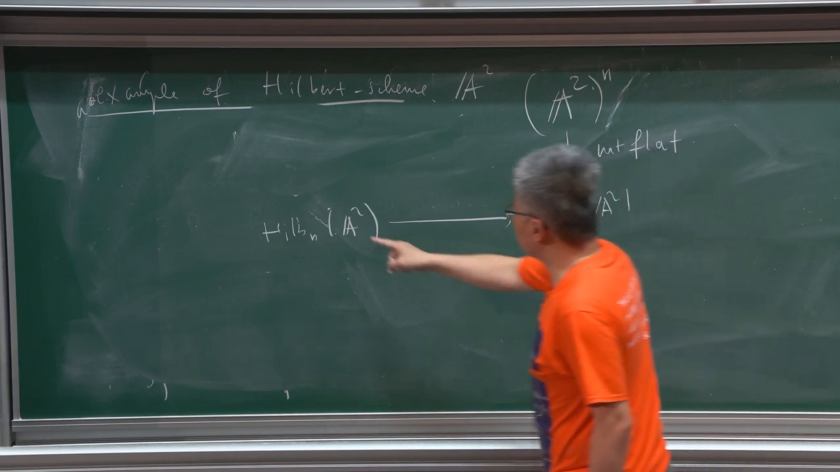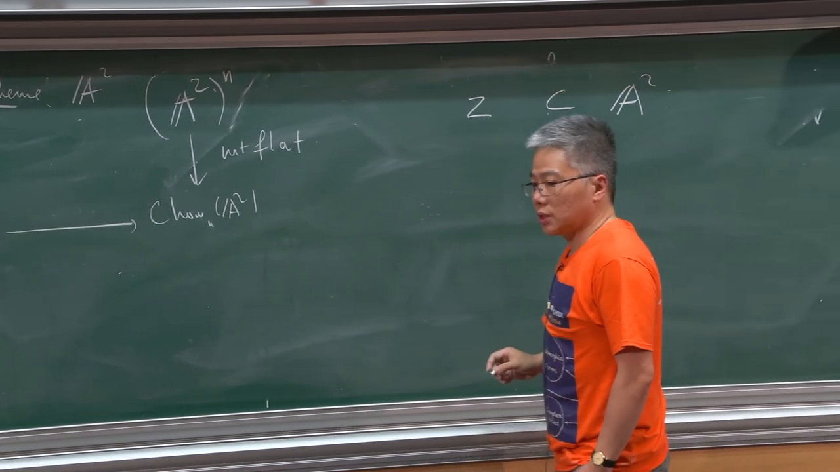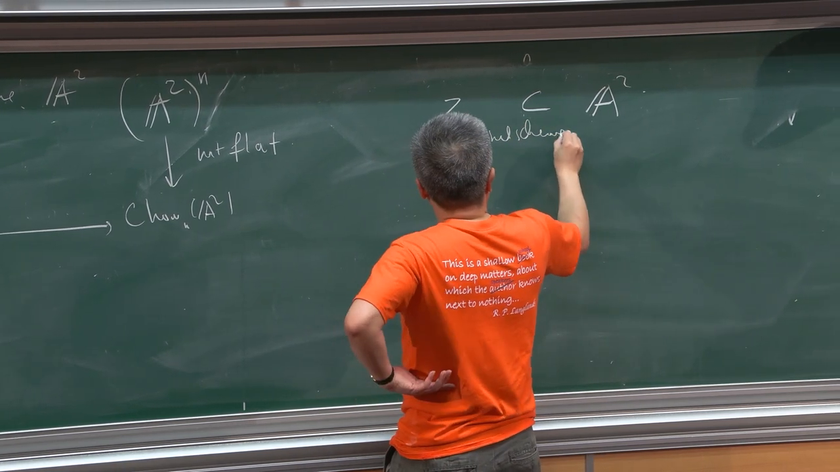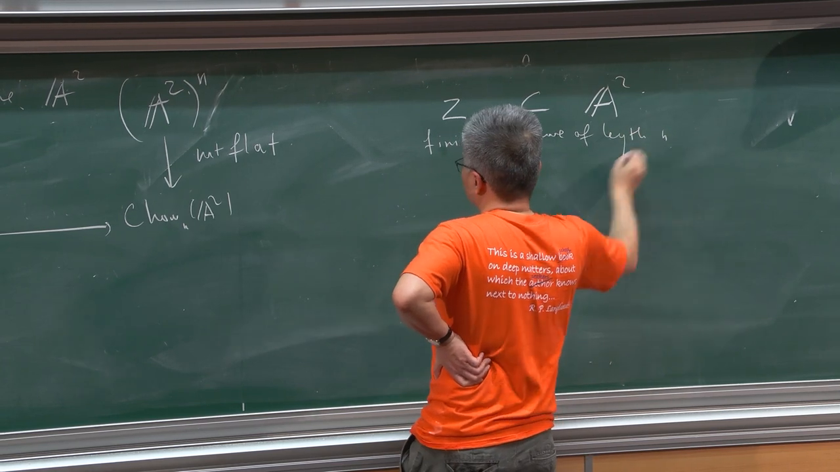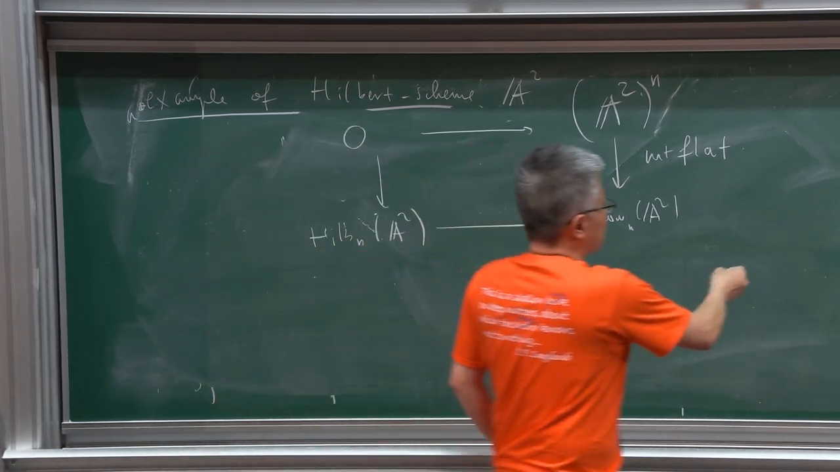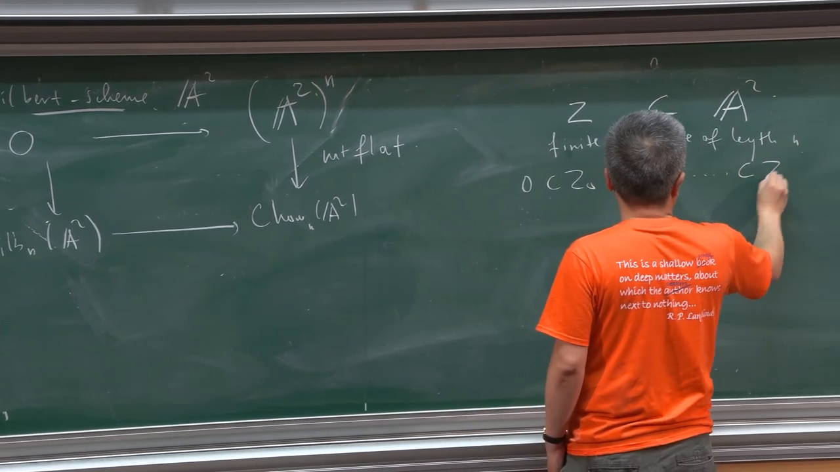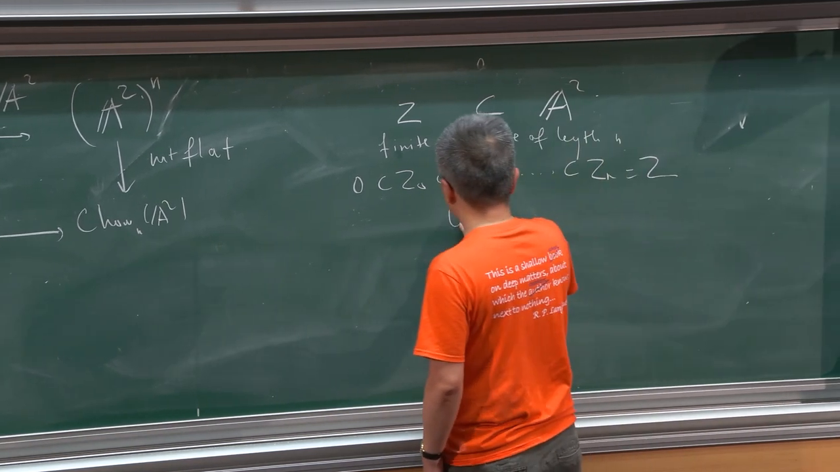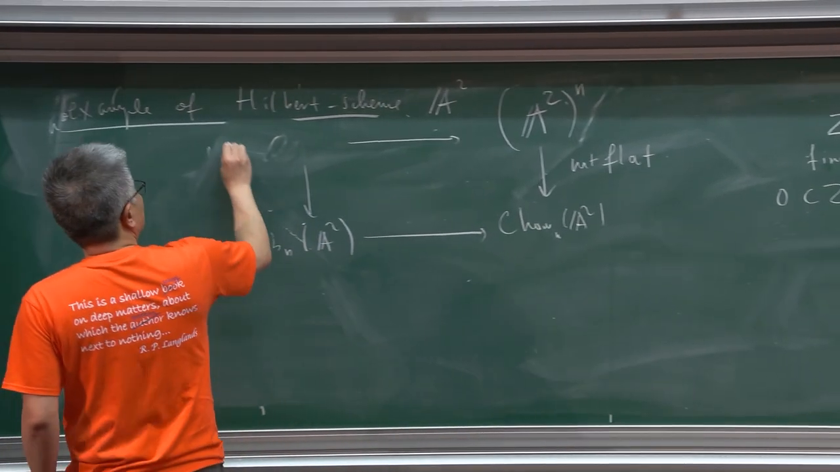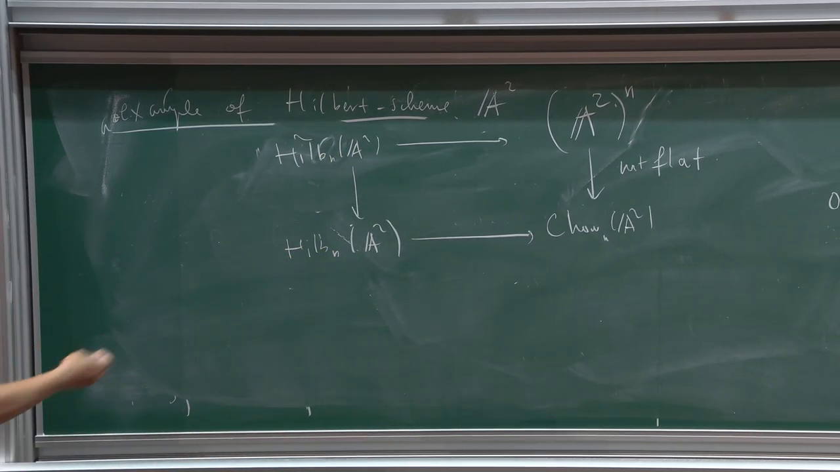And here you have the Hilbert scheme, that is some kind of Z inside A2, right? This is a finite subscheme of length N. And then, you know, you want to fill up this diagram here. And the obvious thing to do is just look at some kind of flag where the length of Zi is i, right? So this is the nested Hilbert scheme.